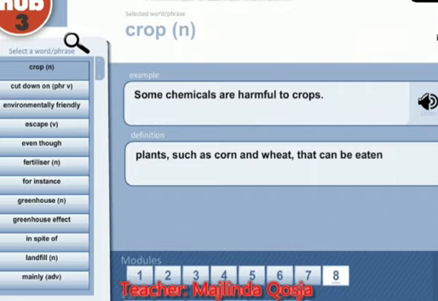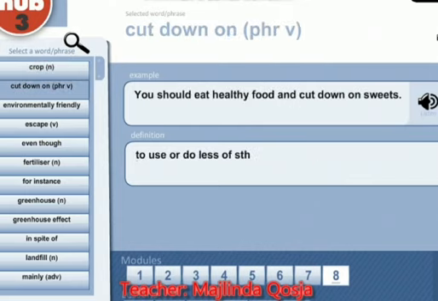Crop. Plants such as corn and wheat that can be eaten. Some chemicals are harmful to crops. Cut down. First, you should eat healthy food and cut down on sweets. Cut down means to use or do less of something.